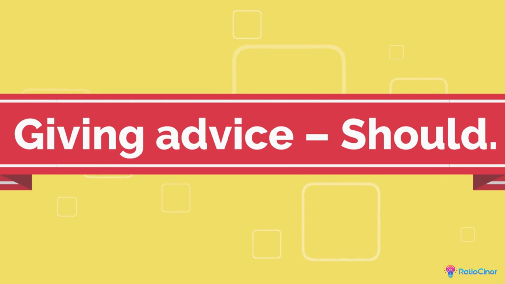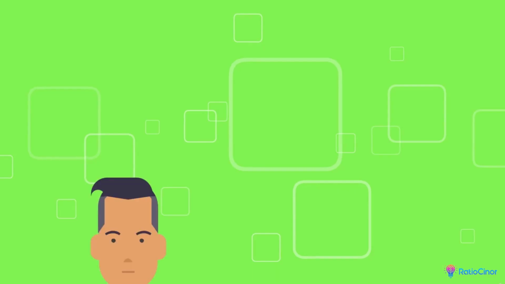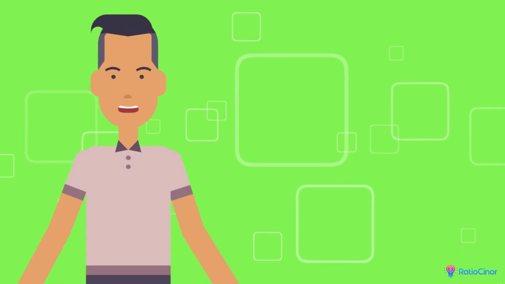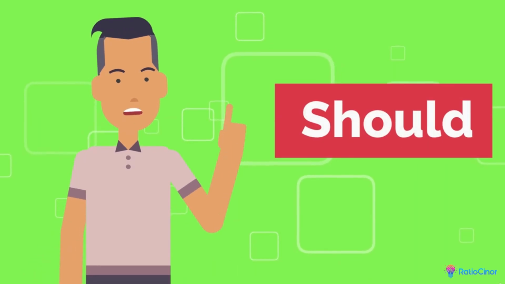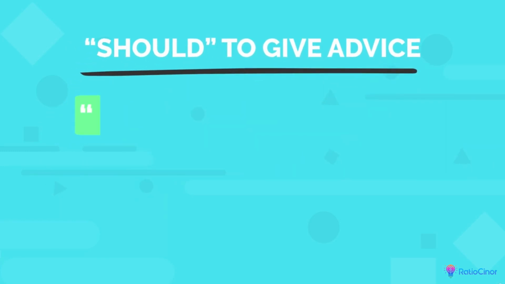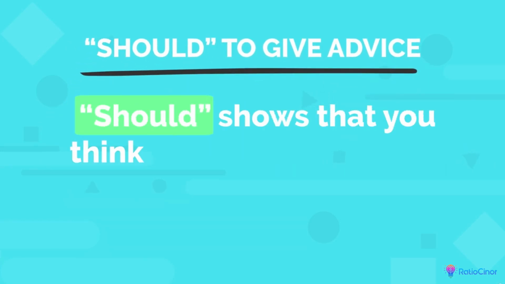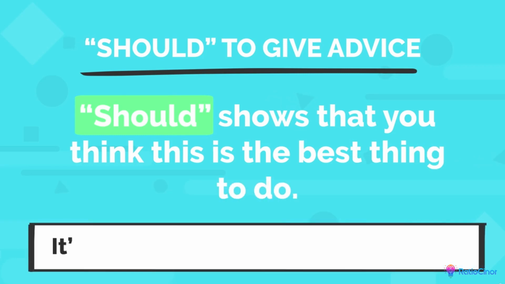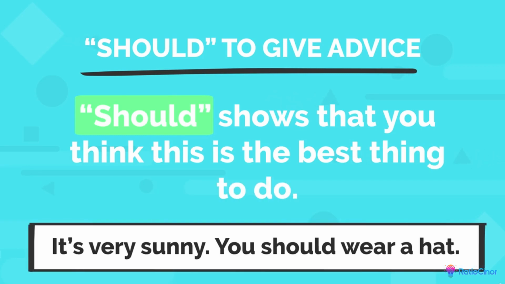Giving advice. Should. If someone has a problem, one of the ways that you can give advice is by using the modal verb should. Should to give advice. Should shows that you think this is the best thing to do. It's very sunny. You should wear a hat. Should comes before the advice.